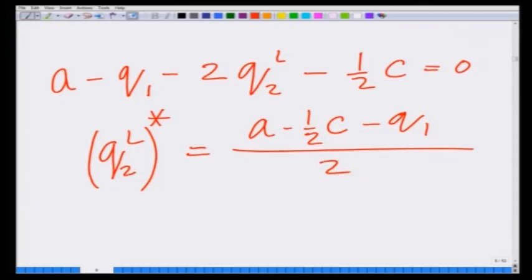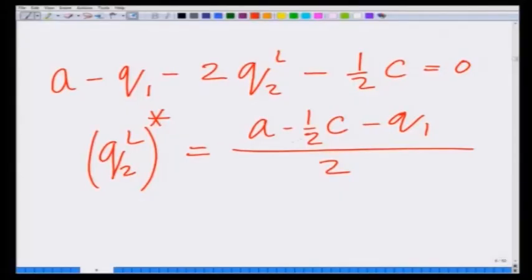So what have we done? We have first derived an expression for the payoff of firm 2 of type L as a function of the quantity Q1 produced by firm 1 and Q2L produced by firm 2 of type low. Then we have differentiated this with respect to Q2L and set it equal to 0 to find the maximum, that is, the best response, the Q2L star for which this payoff is maximized. That expression is Q2L star equals A minus half C minus Q1, divided by 2.